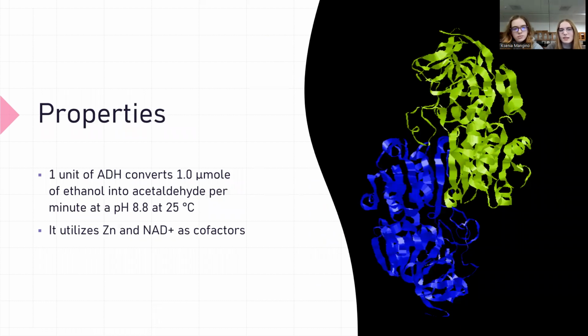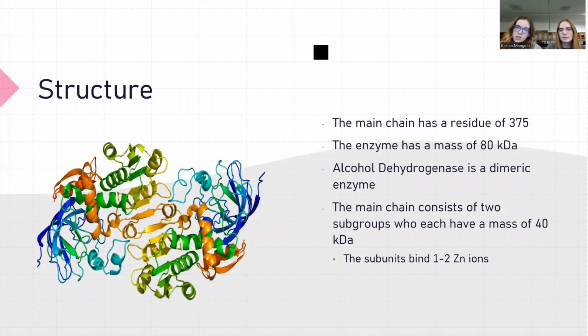The property of this enzyme is that 1 unit of ADH converts one micromole of ethanol into acetaldehyde per minute at a pH of 8.8 at 25 degrees Celsius. It utilizes zinc and NAD plus as cofactors. When examining the structure of alcohol dehydrogenase, the main chain has 375 residues. The enzyme has a mass of 80 kilodaltons, and it is observed in the figure to the left that alcohol dehydrogenase is a dimeric enzyme. The main chain consists of 2 subunits which each have a mass of 40 kilodaltons. The subunits bind 1 to 2 zinc ions.